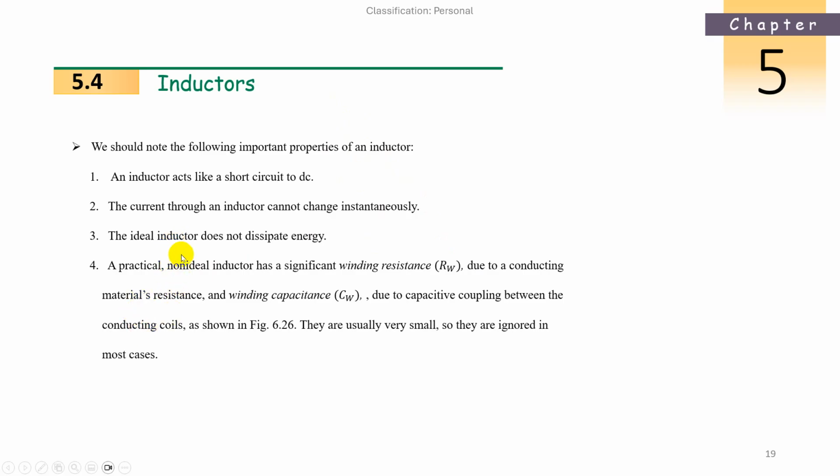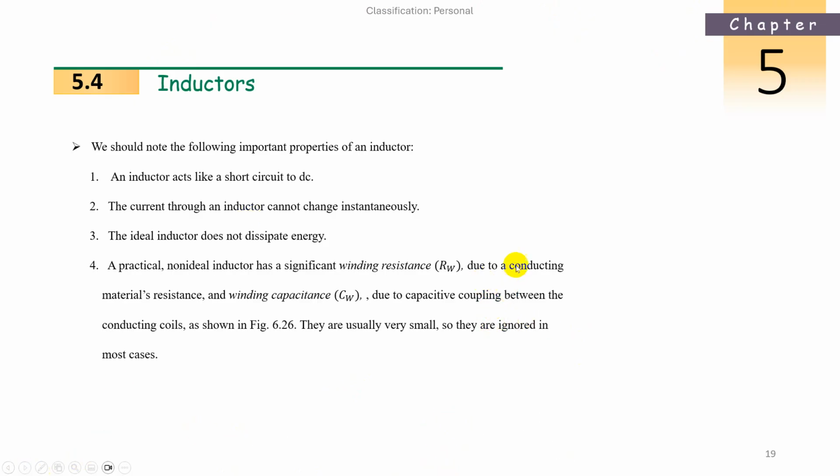A practical non-ideal inductor has a significant winding resistance, because when the wire is wound we have some length of wire. When wire comes into the picture, we have some resistance, because conductors have resistance. That is called winding resistance, and due to that we have a leakage.